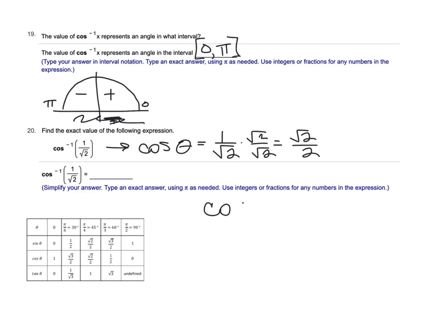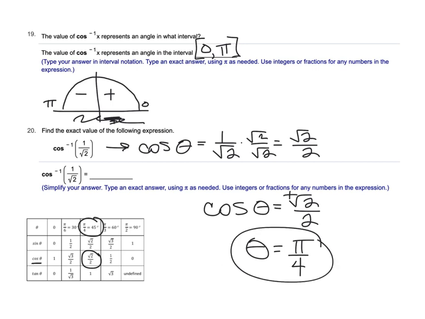So I'm basically saying what theta gives me the cosine equals square root of 2 over 2. So you come over here, cosine, right here. Square root of 2 over 2 happens at pi/4. So my theta is pi/4 because it was positive, right? So it's just my positive reference angle. So when all the numbers are positive, everything's easy. You just have your positive reference angle.